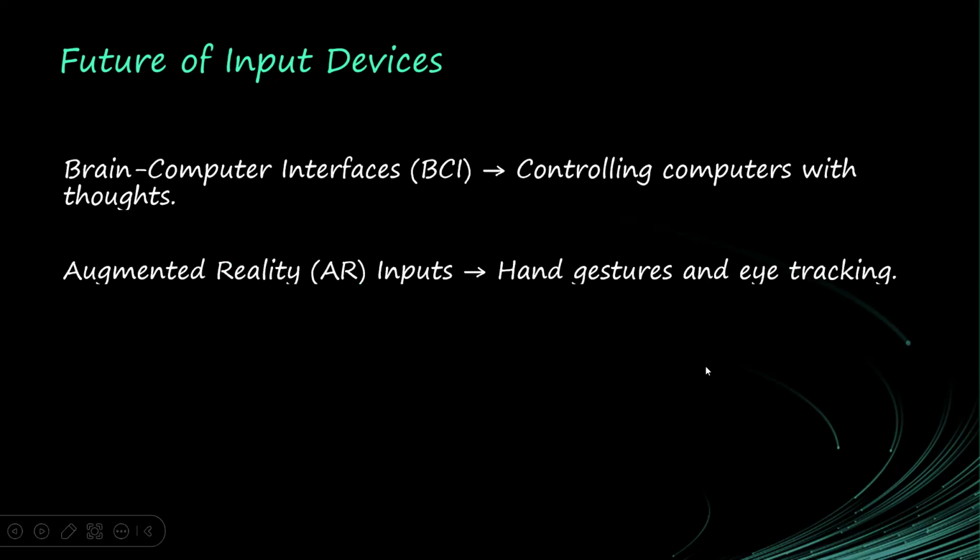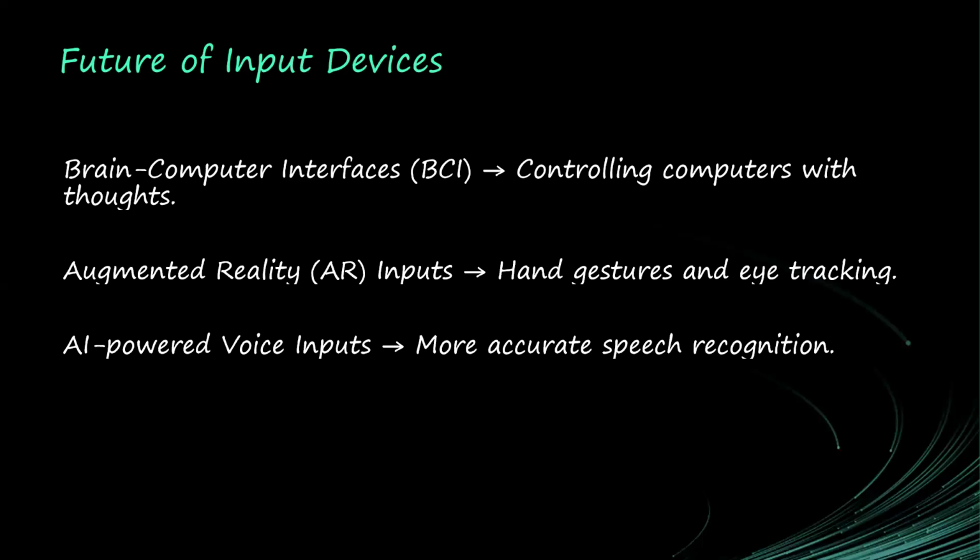Now, there's something we call augmented reality inputs. You can use hand gestures or eye tracking to talk to the computer. When you make some gestures, or even if you blink your eye, it can be a signal telling the computer to do something. Oh my God. So these are going to be the future of input devices.